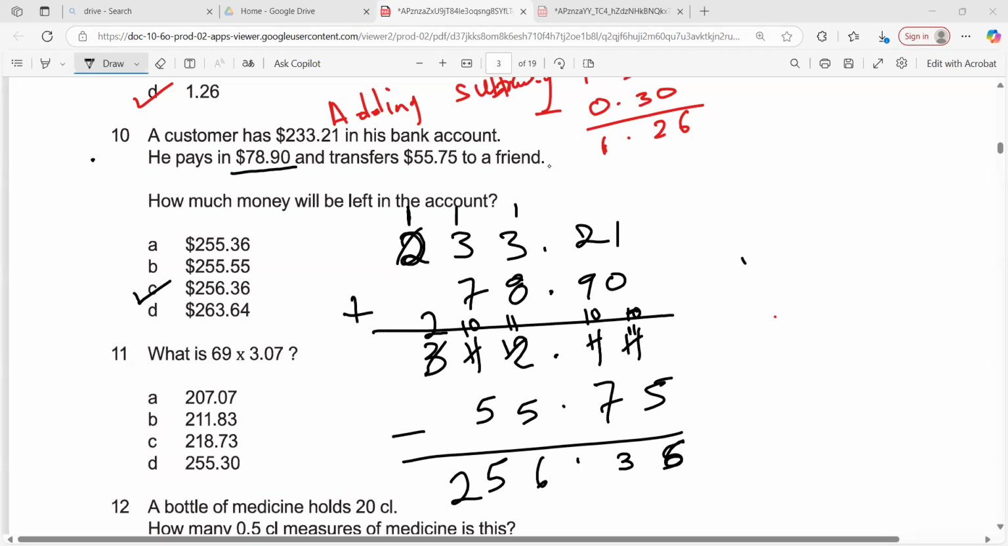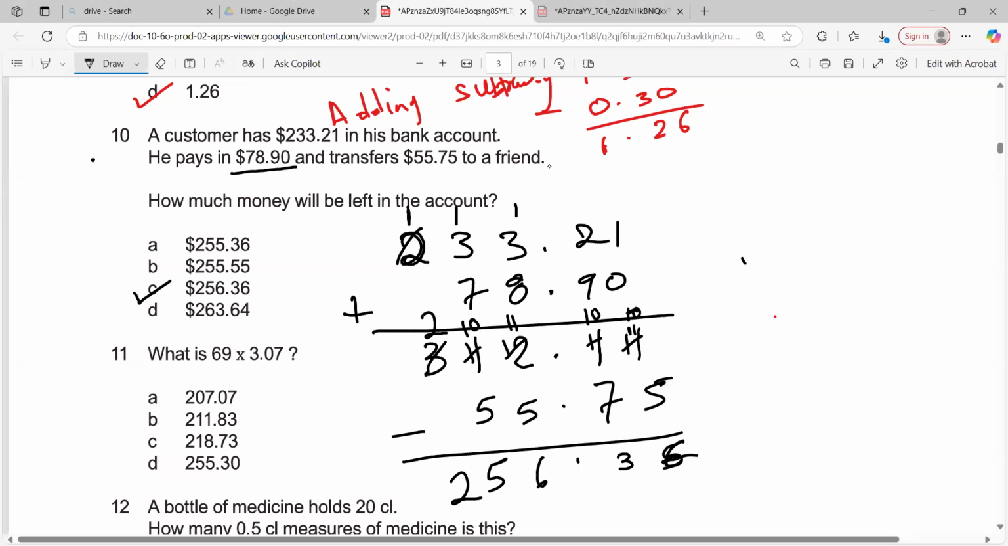Yes, sir. All right, go ahead. Sir, so there's nothing over the 7 and the 0, sir. So just put that back down, sir.